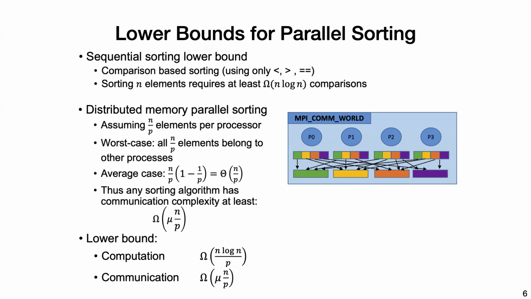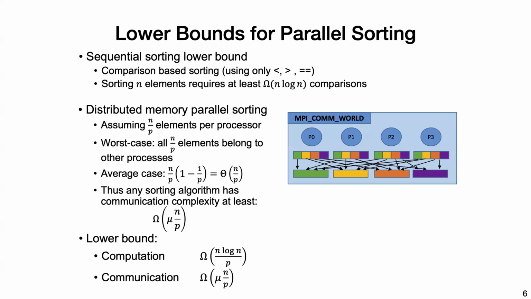For communication, it's a bit harder. Here, this is just a very loose bound, which is that if you have n over p elements in each processor, in the worst case, all the n over p elements are going to have to move somewhere else, because you're trying to sort it globally across all the processors, and maybe, for example, all the max elements were in the front. It's possible. And so in the worst case, all n over p elements are going to have to move somewhere else, which is going to cost you mu n over p to move them.